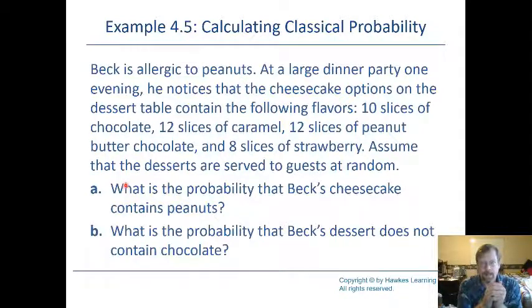All right. A similar calculation: what is the probability that his dessert does not contain chocolate? We've got 10 slices of chocolate and 12 slices of peanut butter chocolate. I'm going to assume the caramel and the strawberry do not contain chocolate because that would make the problem very difficult.